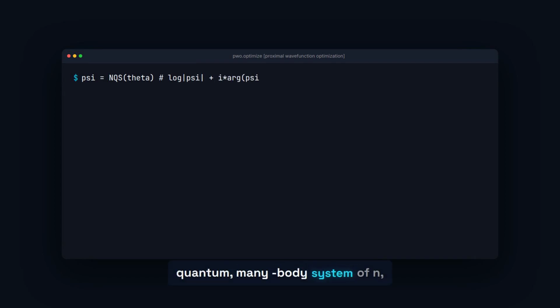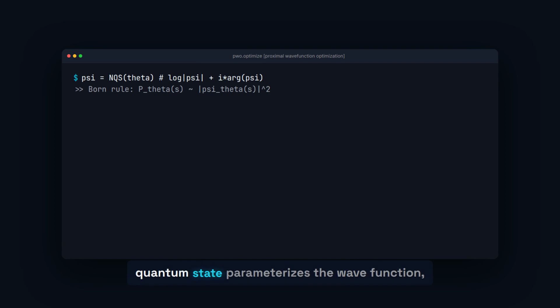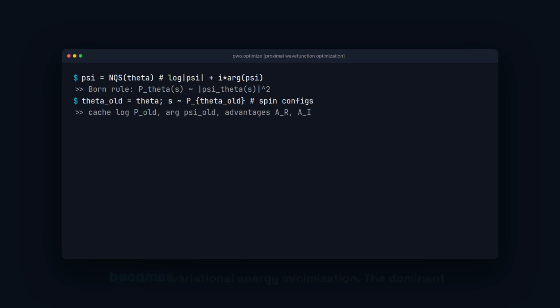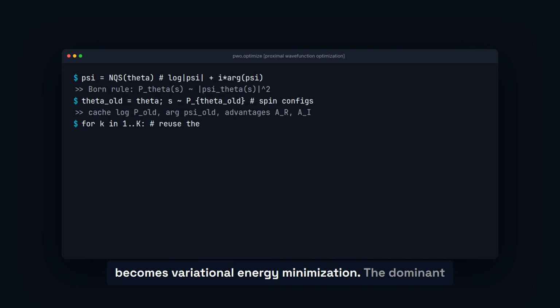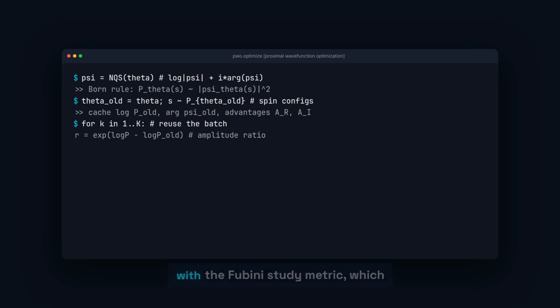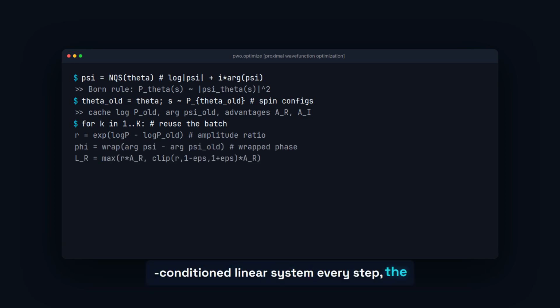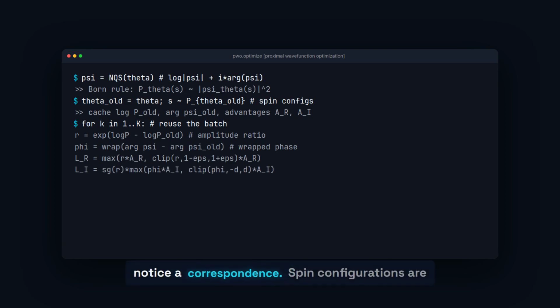The setup. A quantum many-body system of n spins lives in a 2 to the n dimensional space. A neural quantum state parameterizes the wave function, and by the Born rule, the squared amplitude is a probability over spin configurations. Finding the ground state becomes variational energy minimization. The dominant optimizer, stochastic reconfiguration, preconditions the gradient with the Fubini-Study metric, which means solving a large, often ill-conditioned linear system every step, the cost that blocks scale.